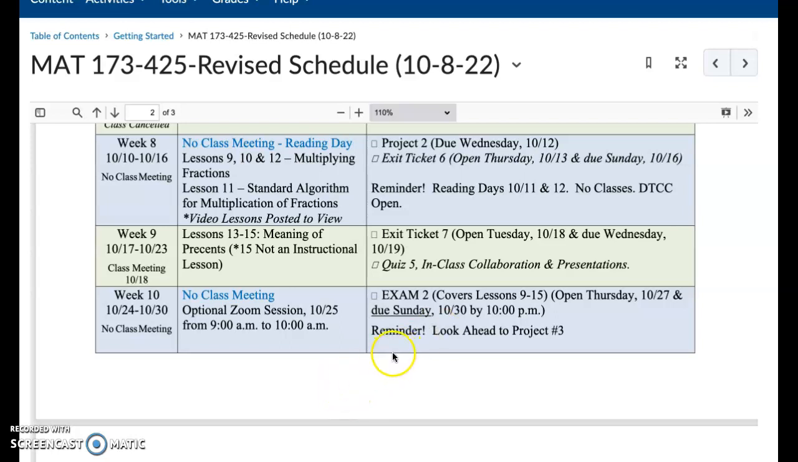Next week we do have class. We will be looking at lessons 13 through 15, completing an exit ticket, and we will do the quiz 5 together in class. It'll be an in-class collaboration. You don't need to bring anything, just yourself and a positive attitude, and we'll do that quiz together in class.